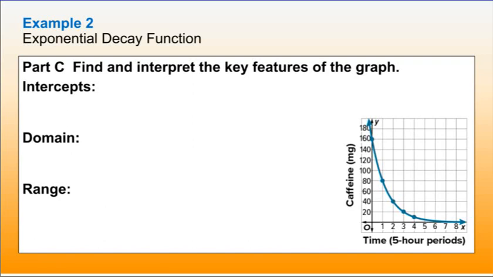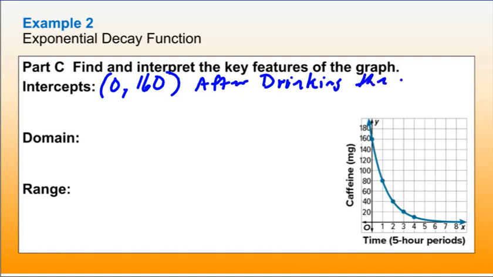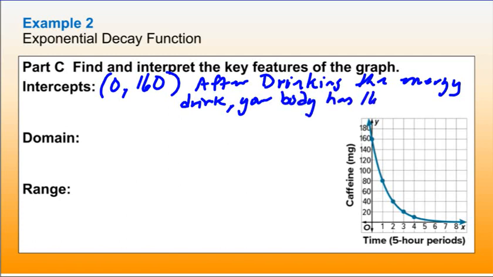So for the intercepts, it only has the y-intercept, which would be 0 and then 160, which just means after drinking the energy drink, your body has 160 milligrams of caffeine.